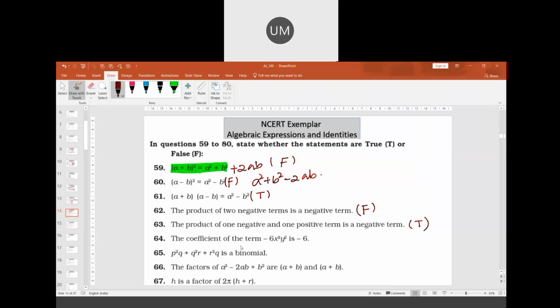True, sir. Positive of minus 6 x square y square is equal to minus 6. True, sir. The next one: False, sir, because it is a trinomial. Is this a binomial? Trinomial, sir.